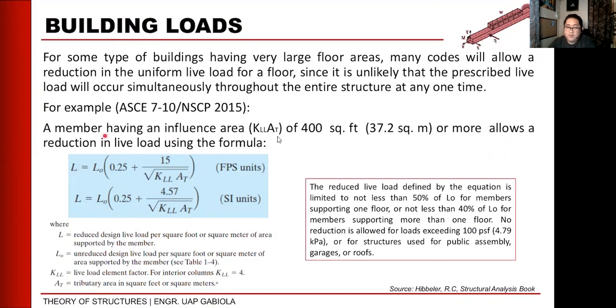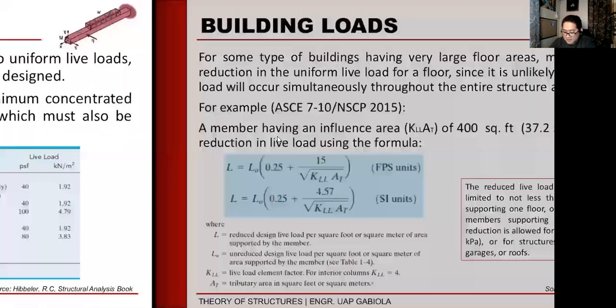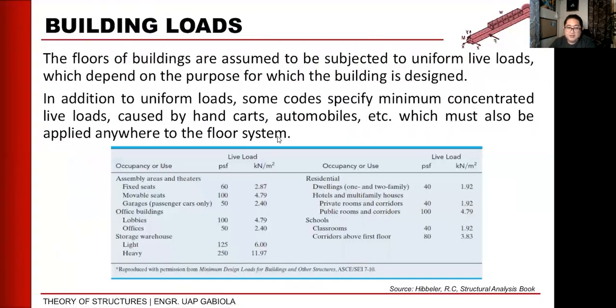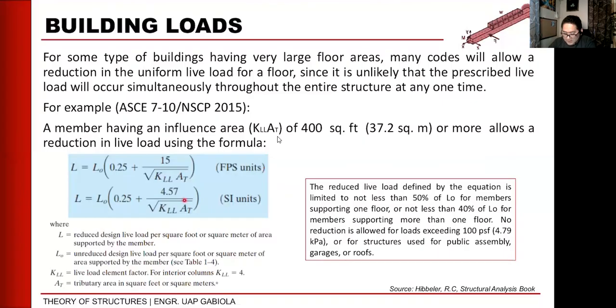So we have two formulas. We have yung FPS o foot-pound-second units o yung English system natin. And we have SI units or meaning yung metric na units natin. Okay? So explain ko lang yung formula. So we have L is equals to L sub O. Yung L sub O natin, galing yan dito sa table natin. Okay? And then we have yung KLL, which is again 4 for interior building.